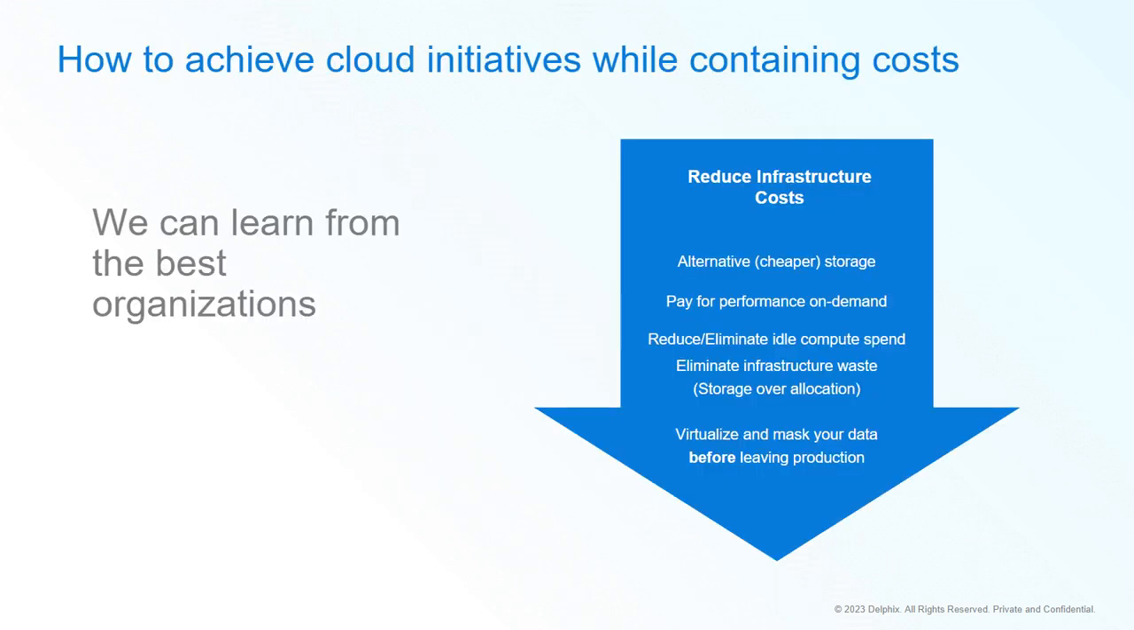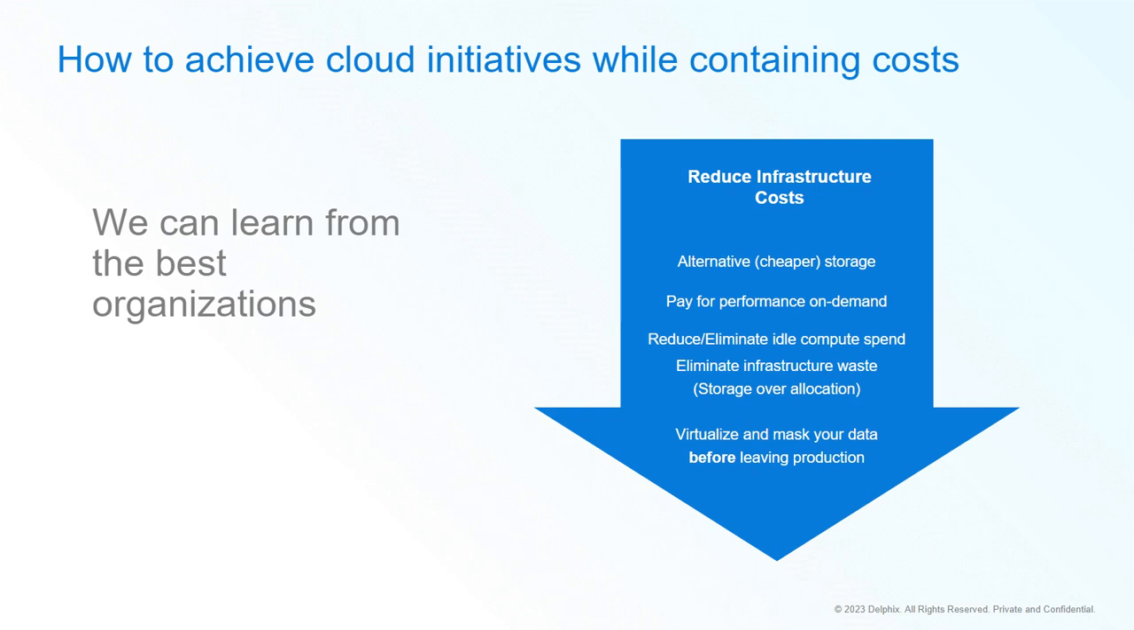So what I did was, we can understand and try to learn from the best organizations that are running non-production environments very efficiently in the cloud out there. What is it that they are doing? Well, first, they're using a lot of what I call alternative, cheaper storage. Let's define it: object storage. Object storage is becoming almost a must in every large enterprise organization, especially for non-production environments.